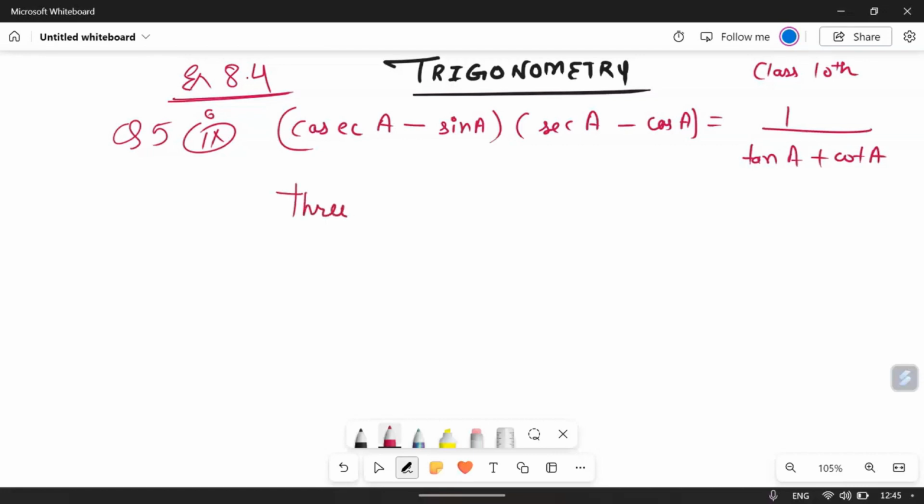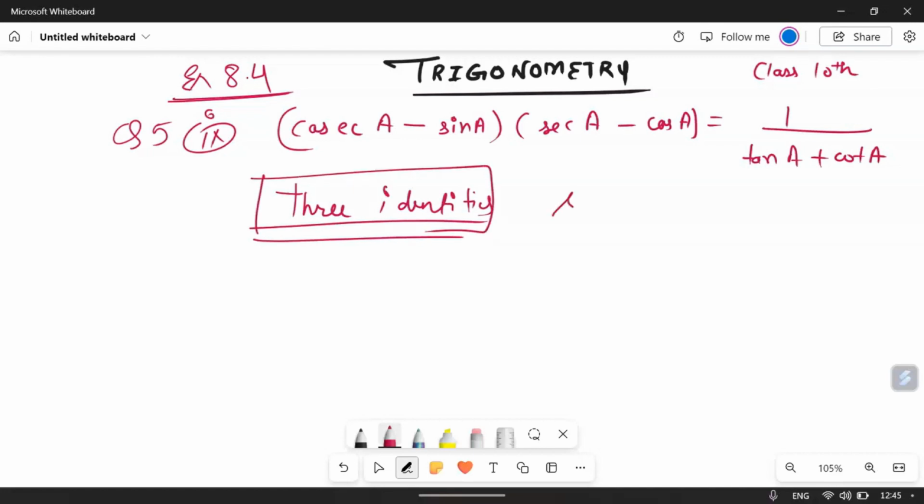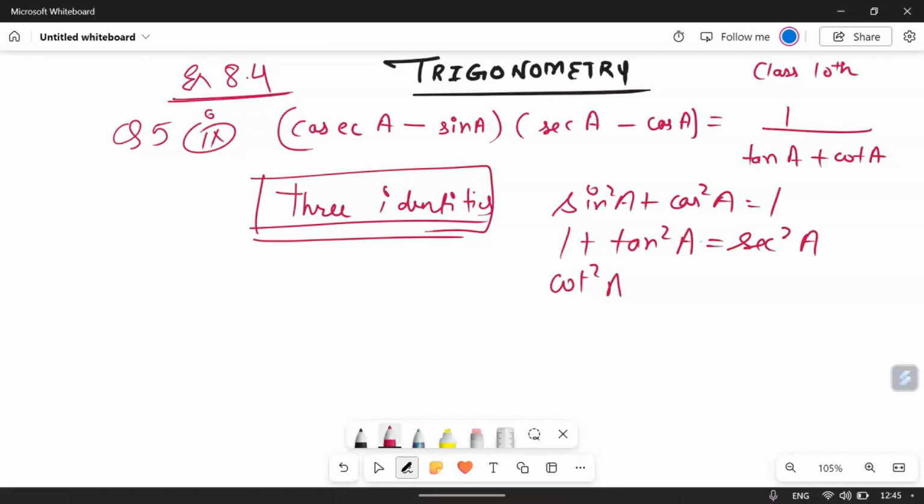I am writing it again. I have told you in every video in this chapter and in this exercise these three identities are very important. Sin square A plus cos square A is equal to 1. 1 plus tan square A must be equal to sec square A, and the last one is cot square A plus 1 is always equal to cosec square A.